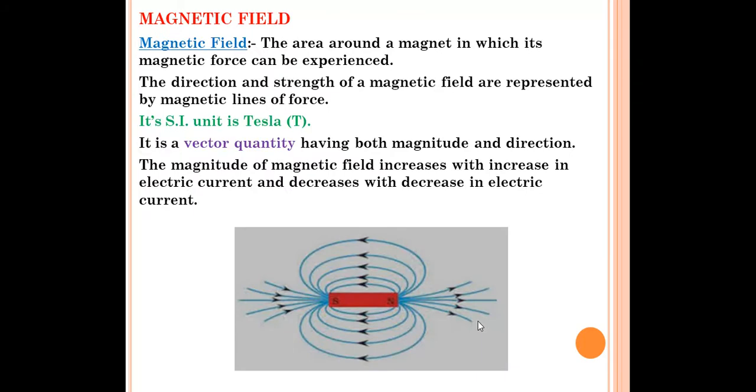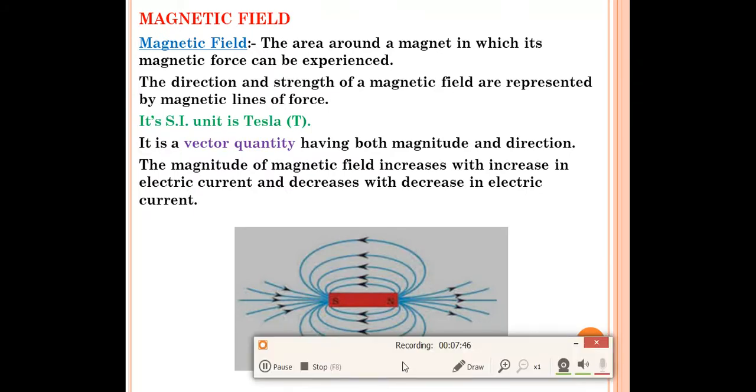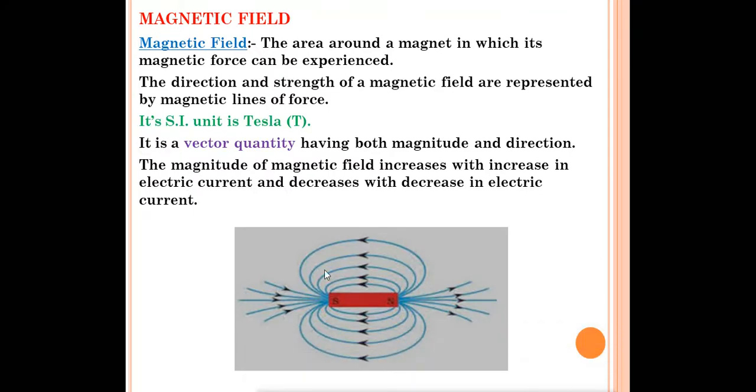Next we have magnetic field. In this slide we'll learn about the magnetic field. So what is magnetic field? The area around a magnet in which its magnetic force can be experienced is called magnetic field. You can see this is a magnet having south pole and north pole. This is the area around the magnet in which its magnetic force can be experienced, called a magnetic field.